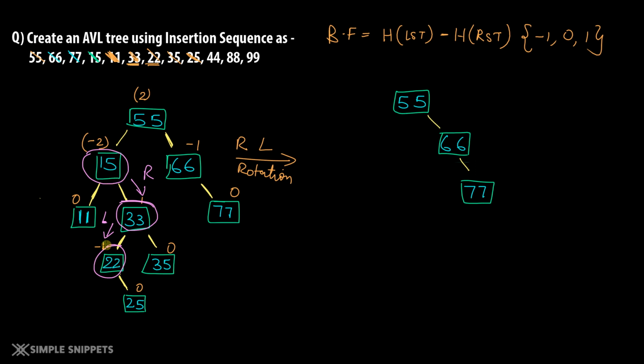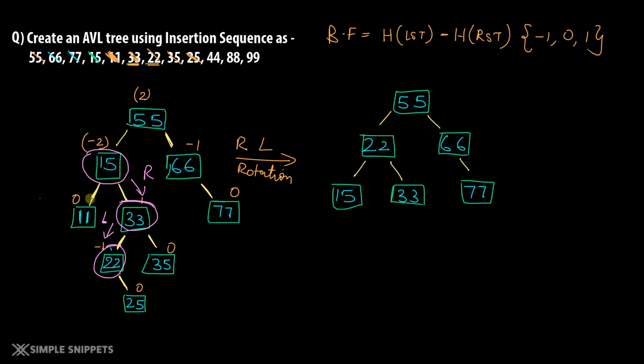So 22 will take 15's position. 15 was the left child of 55, so 22 will come over here. Alright? Okay. Now 22 has come to the top. The top node 15 is smaller than 22, so it will be the left child. Correct? So 15 will come over here. And 33 of course is greater than 22, so it will be the right child. So this is how RL rotation works. So we have successfully done the RL rotation on these three nodes.